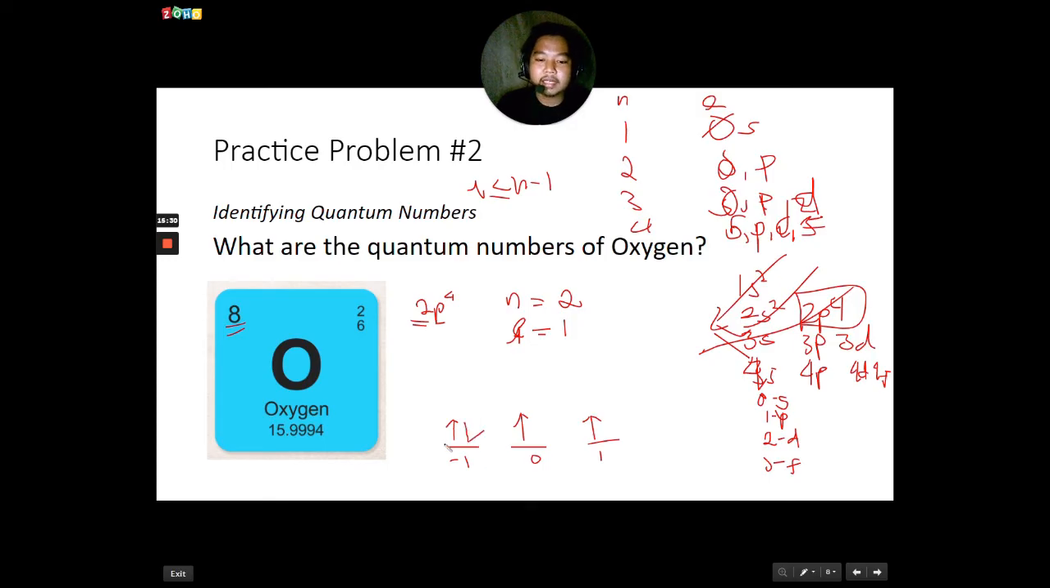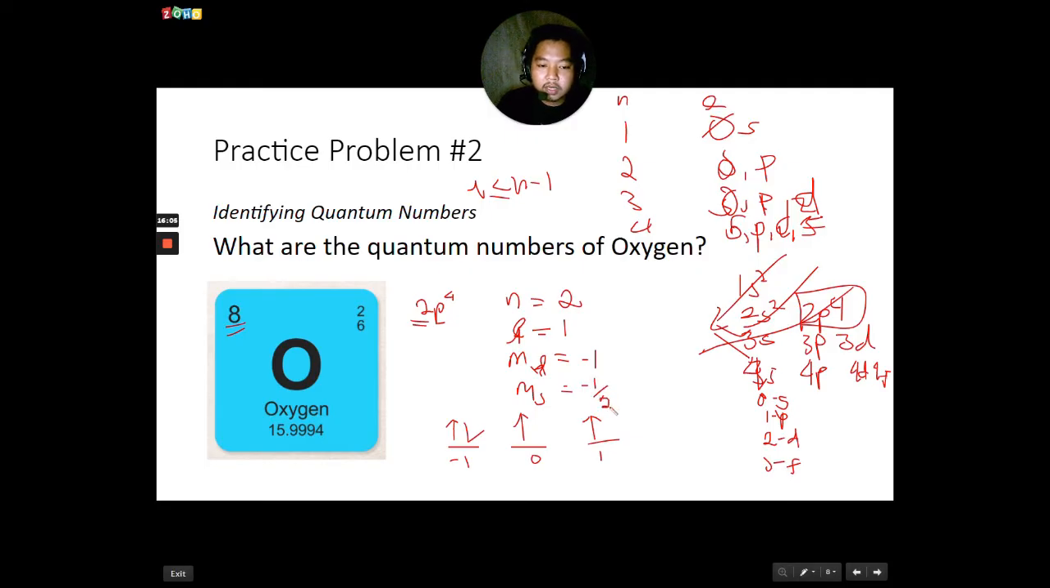So with 4 electrons, the last one landed in negative 1. Therefore, my ML, though it has 3 possible orientations, for the specific element oxygen, landed on ML of negative 1, with a spin of negative 1/2, because it's a downward spin.